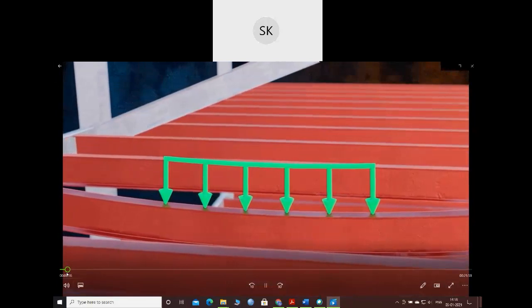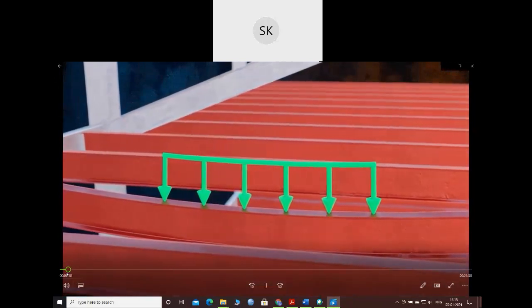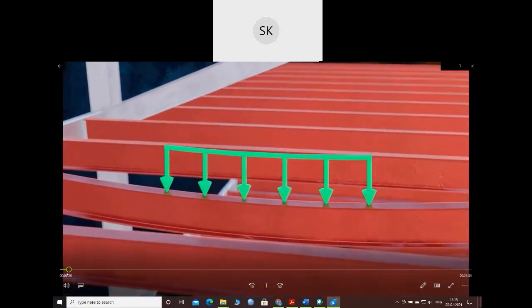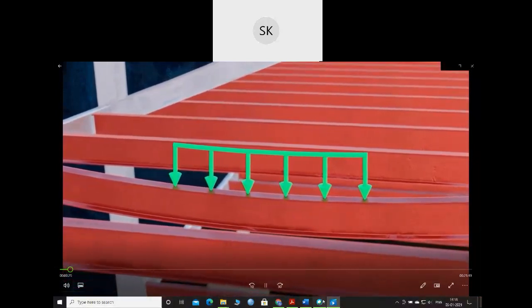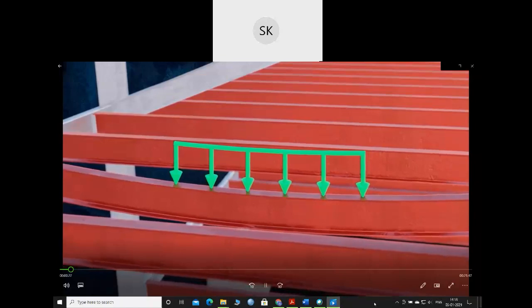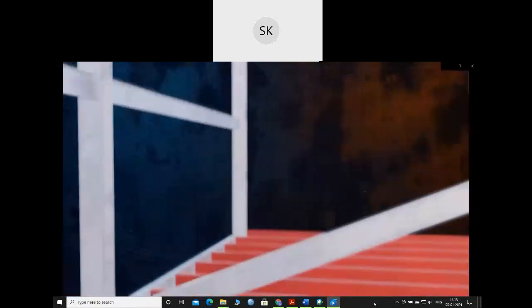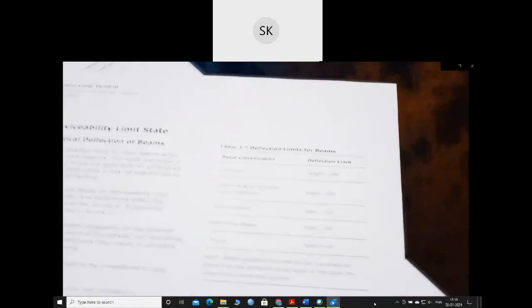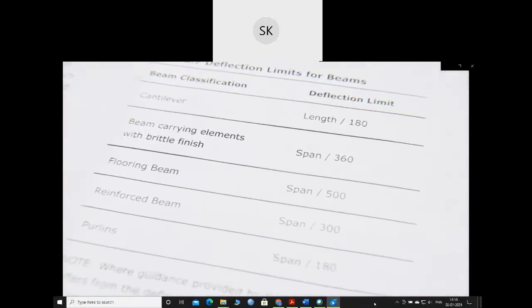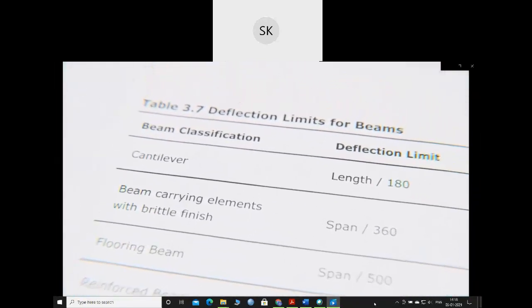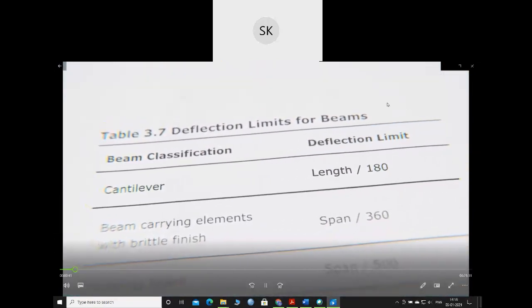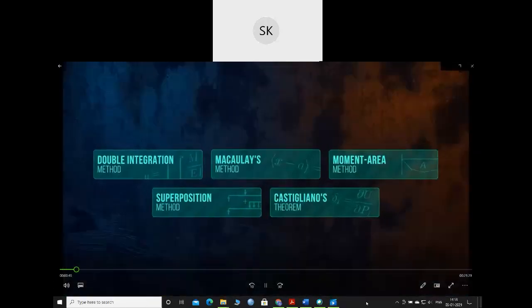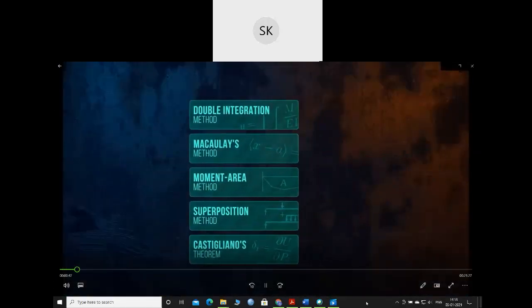Allow a beam to deflect too much and it could cause damage to other parts of the structure, feel unsafe to the user, or fail to meet its intended function, even if stresses in the beam are low and there's no risk of failure. Construction codes typically define what the maximum allowable deflection is, and so it's up to the engineer to figure out how much the beam will deflect. There are quite a few different approaches that can be used to do this. I'll cover 5 of the more common methods in this video.